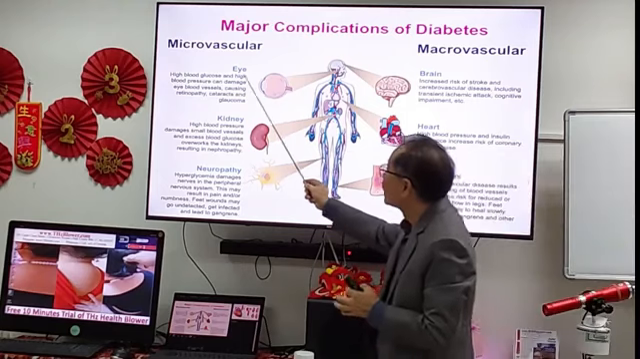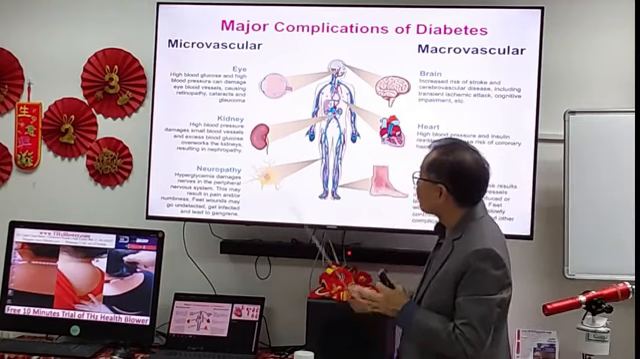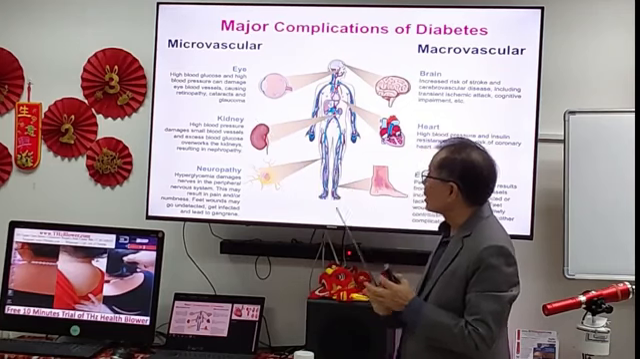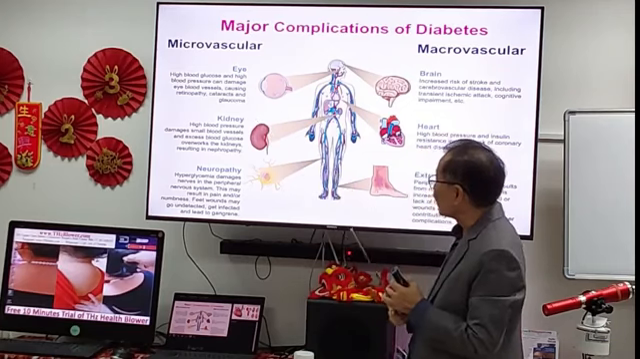In the eye, high blood glucose and high blood pressure can lead to a lot of problems. I will show you some pictures of what happens in the eye.